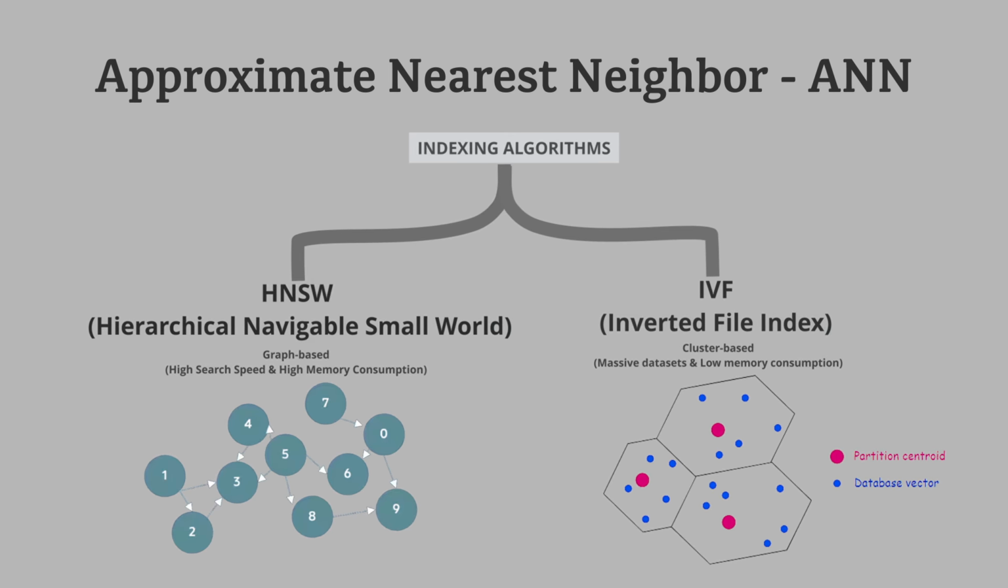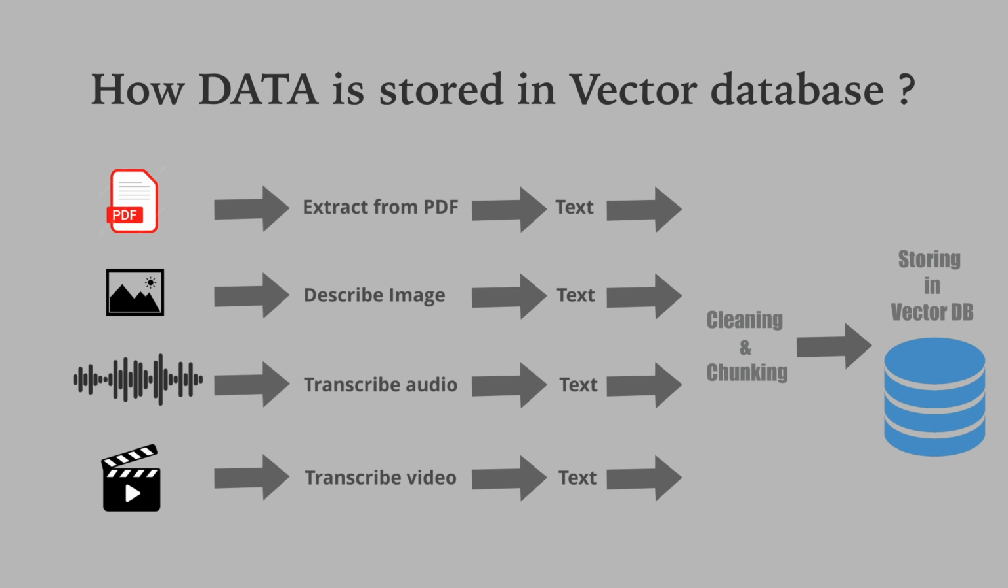Don't stress too much about these names, just understand these algorithms make semantic search extremely fast. Now comes the interesting part: how companies actually store documents into vector databases, because you cannot directly store a 500-page PDF as one embedding. That would destroy semantic meaning.